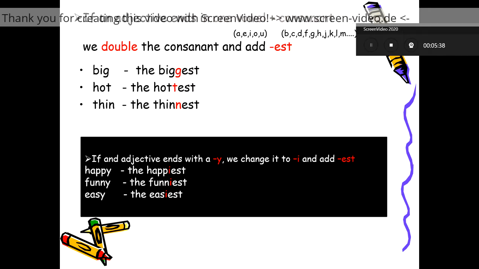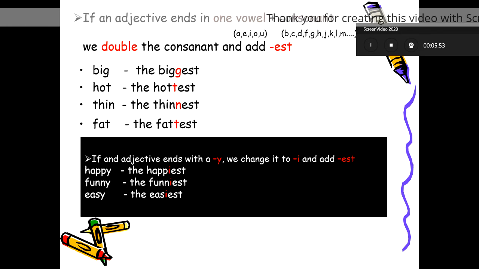Thin, one vowel I, and consonant N. We will double what? The last consonant, which is N. Then it will be the thinnest. Fat.